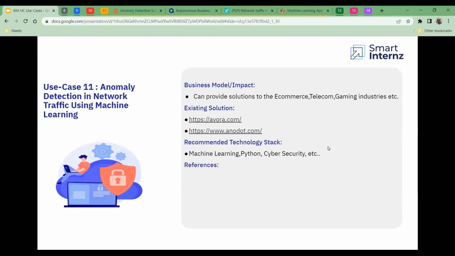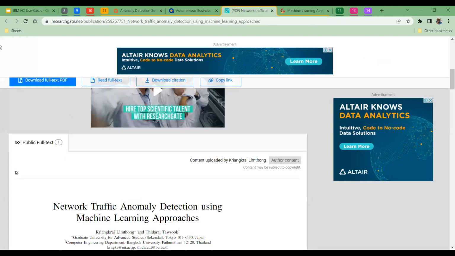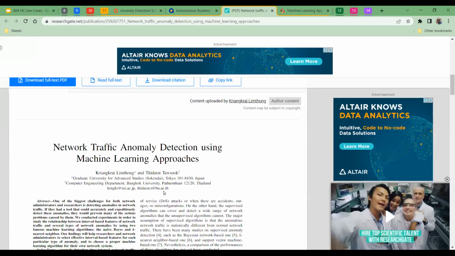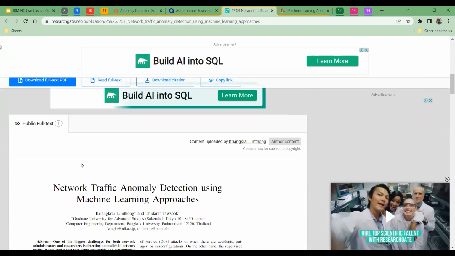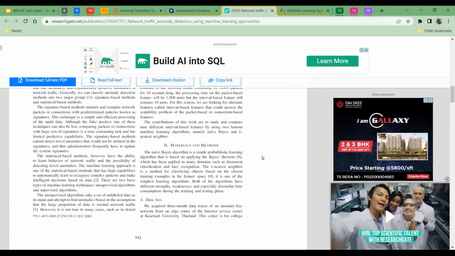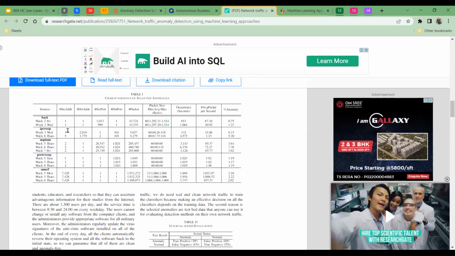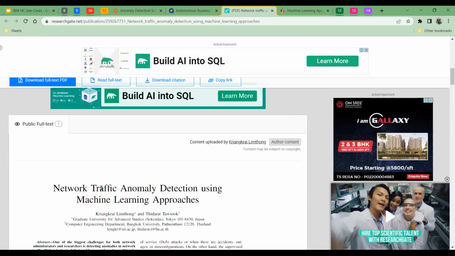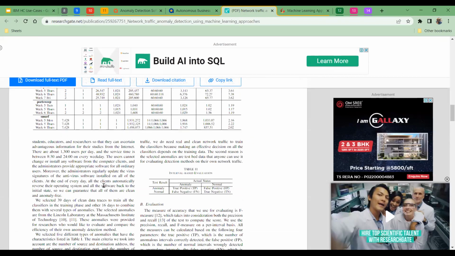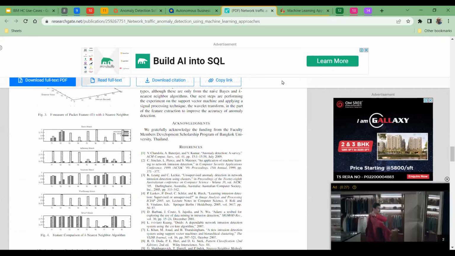So let's look into some references that we can use for understanding more about this problem statement. The first one is a research paper. They have written about network traffic anomaly detection using machine learning approaches. They talk in depth about how machine learning can be used for anomaly detection, especially in the network. You can take the reference from this paper and understand more.